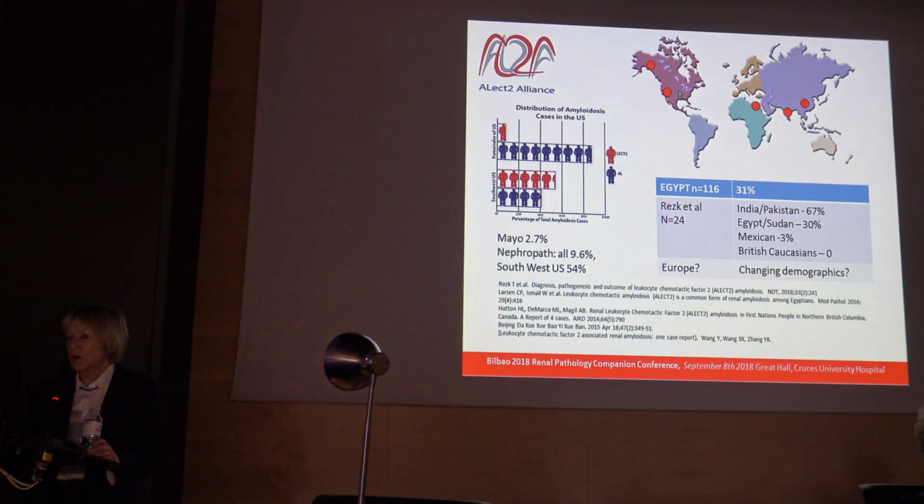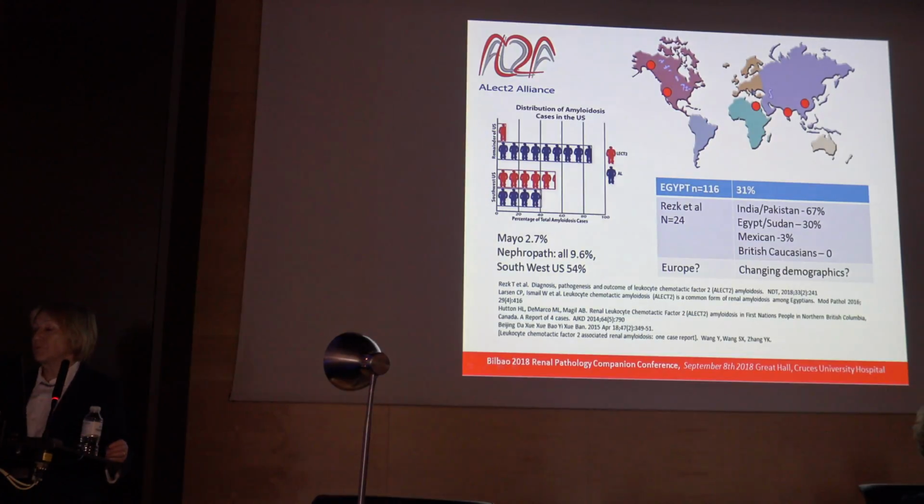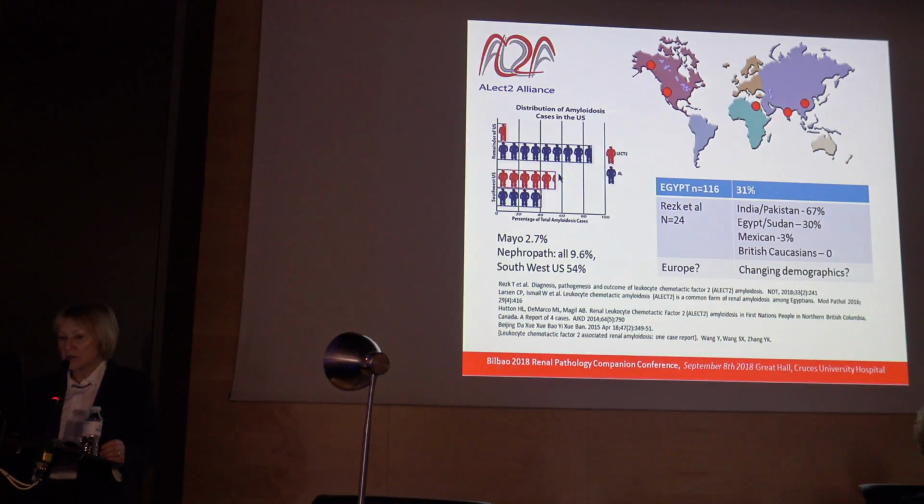Okay, so here we have the US. ALECT2 has also been reported from Canada, from the First Nation people. There is a big study from Egypt in collaboration with the Arkana Labs where ALECT2 was shown to affect 31% of patients, more often than AL, second to AA. Patients with ALECT2 are reported from the Indian subcontinent. There is one report from China. But as far as I know, no patients who are Caucasian Europeans have been diagnosed with ALECT2 thus far, okay? So there are some interesting associations. I will not go into further detail.